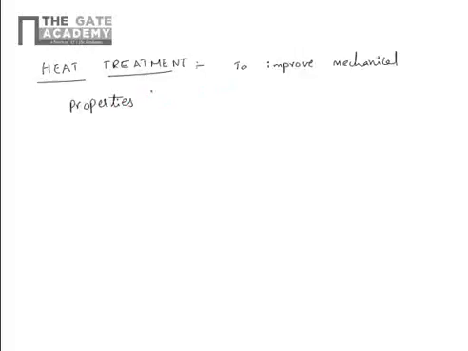To improve our mechanical properties like strength, ductility, toughness, hardness, etc., we do heat treatment. In heat treatment, especially, we do heat treatment on steels only.